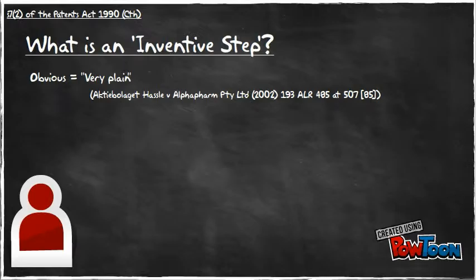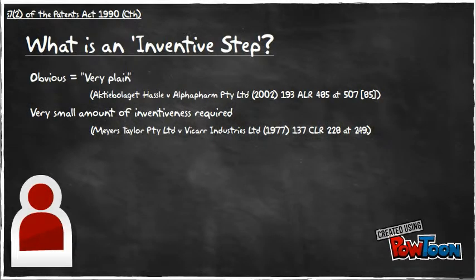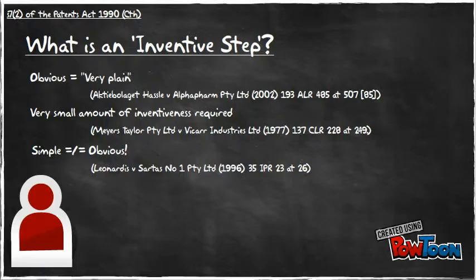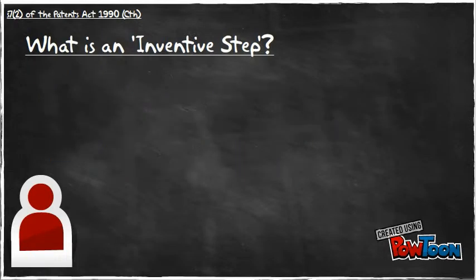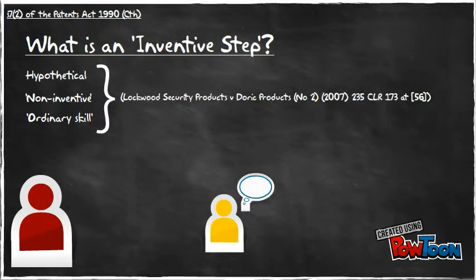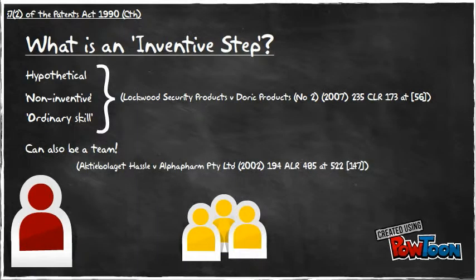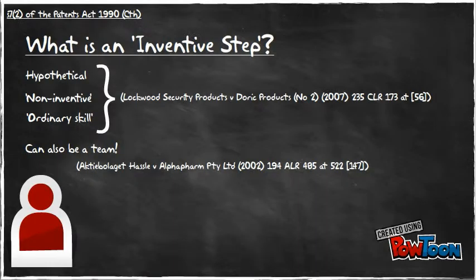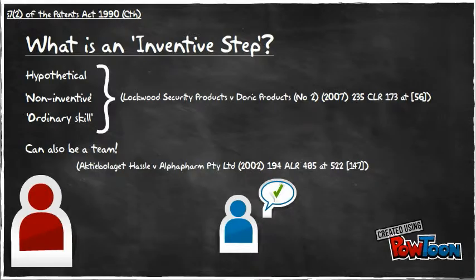It is important to note that only a small amount of inventiveness is required for a step to be inventive, and just because a step was simple does not mean it was obvious. The skilled person in this test is taken to mean a hypothetical, non-inventive person who possesses ordinary skill in the field of the invention. This skilled person can also be a hypothetical team of non-inventive persons with ordinary skill in the field. The invention itself is assessed by a real skilled person in the relevant area to determine whether the invention would have been obvious to a hypothetical, non-inventive person.